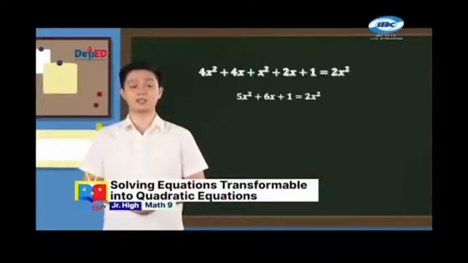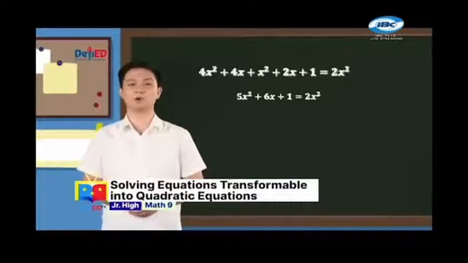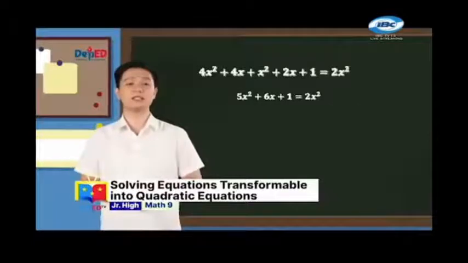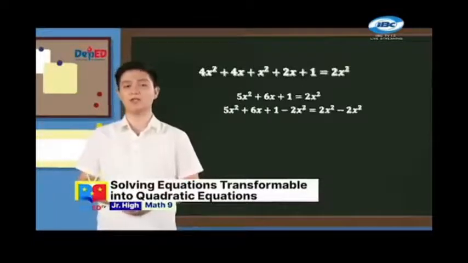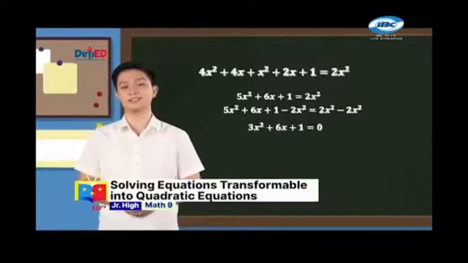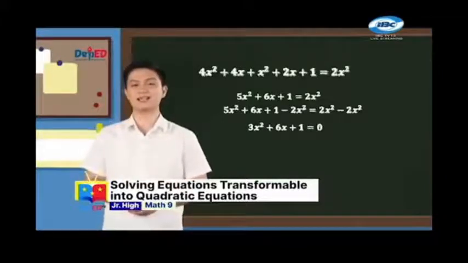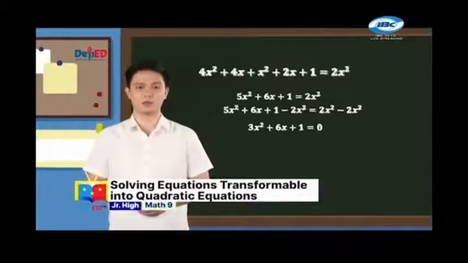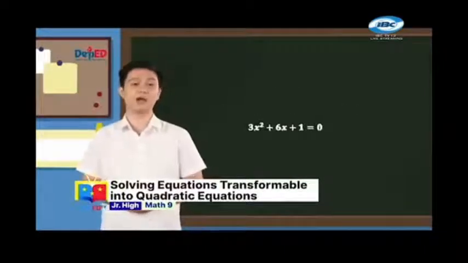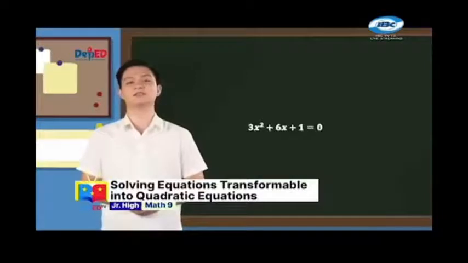Step 3. Write the obtained equation in step 2 in standard form. By combining similar terms, the left side of the equation can be simplified as 5x squared plus 6x plus 1. If we decrease both sides by 2x squared, we can now achieve the standard form of the equation, which is 3x squared plus 6x plus 1 equals 0. Step 4. Solve the derived quadratic equation.